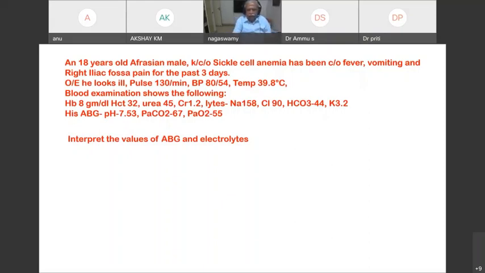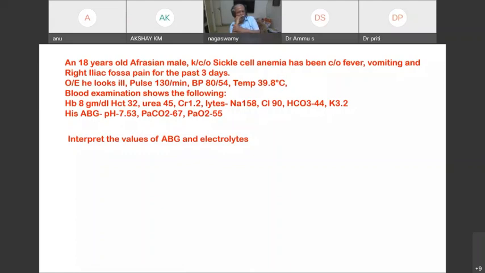What are the steps in analyzing an ABG report? Which is the value you should first look at? pH. Is it normal or abnormal in this case? Abnormal, sir. Increased. Alkalosis. Is it on the alkalotic side? 7.35 to 7.45 is the normal value, so more than 7.45 is alkalosis.